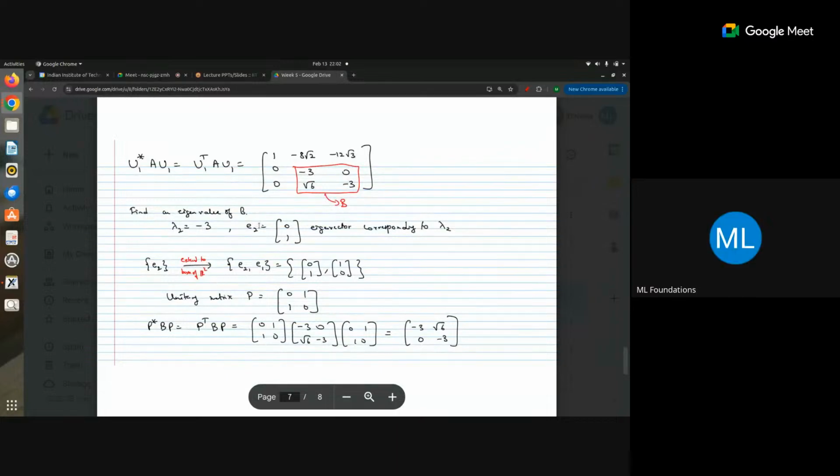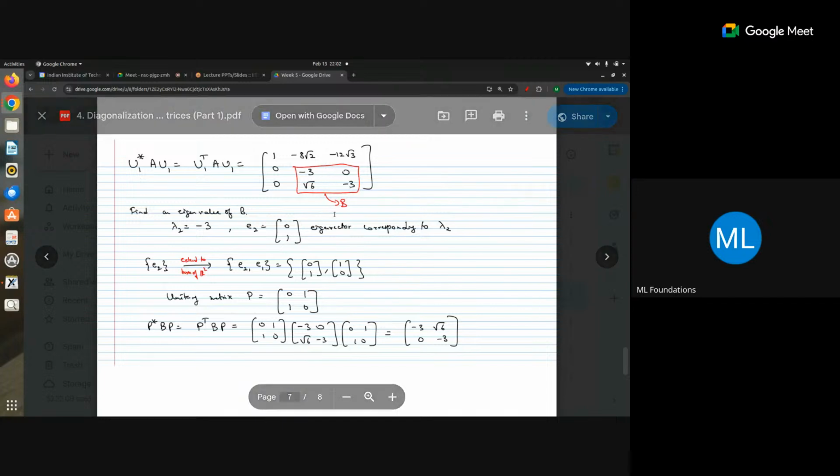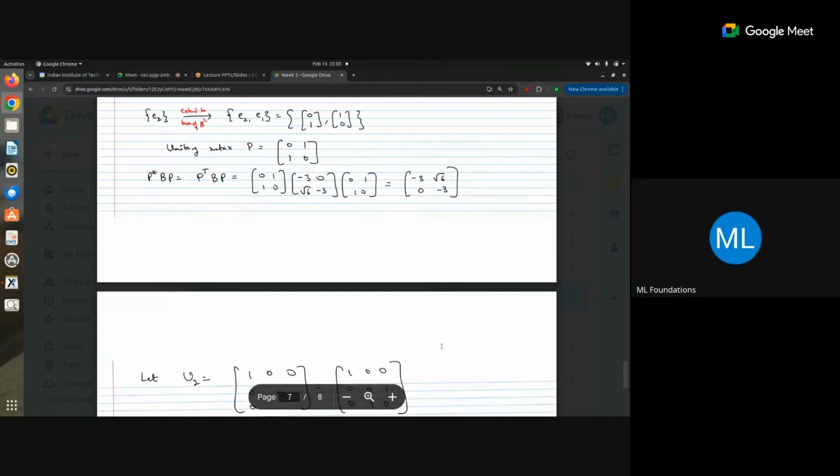What you have to do now? Now we have to find its orthonormal basis again. So (0, 1), we have to find its orthonormal basis. What is an orthonormal basis? You already have the (0, 1) eigenvector. So (1, 0) will definitely be an orthogonal eigenvector corresponding to it, and you make the unitary matrix P by combining these two vectors, that is (0, 1) and (1, 0). What is B here? This one is B, right? So you find P star B P, and this matrix will come out as minus 3, root 6, 0, minus 3.